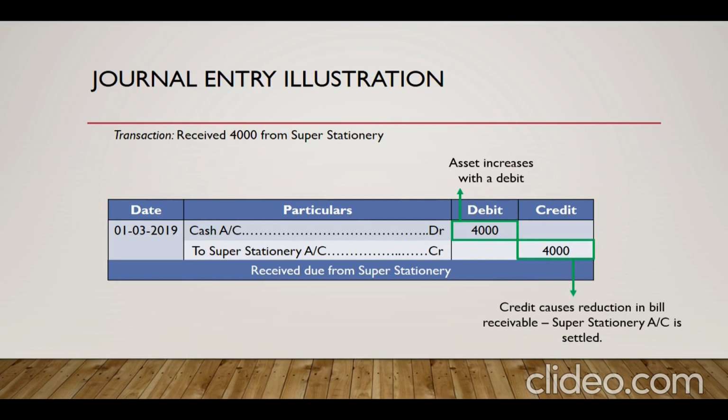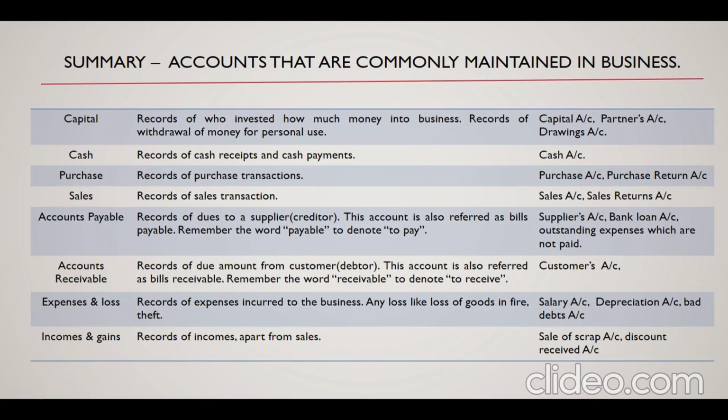So that's all about the journal entries and the rules related to debit and credit. This session ends here, and I want you to go through the summary of this section. Pause the video and have a look at your screen.